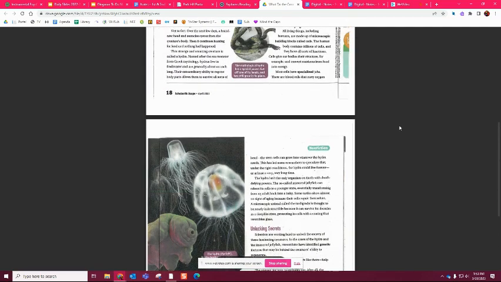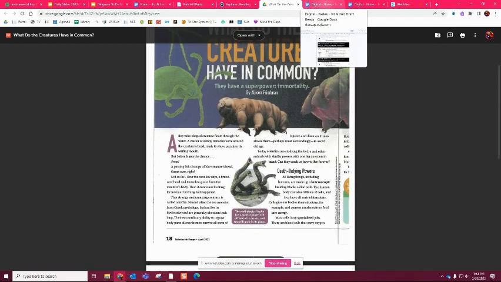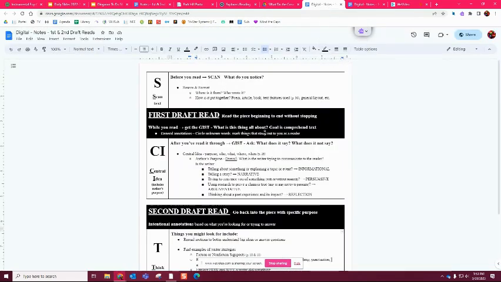Okay? All right, so we have read it. So we can kind of go back here. We've read it. We kind of understand now what it's about. So at this point, we're going to get into the central idea section. Okay. With central idea, we need to make sure that we have the purpose. We have the who, the what, the where, and the when.